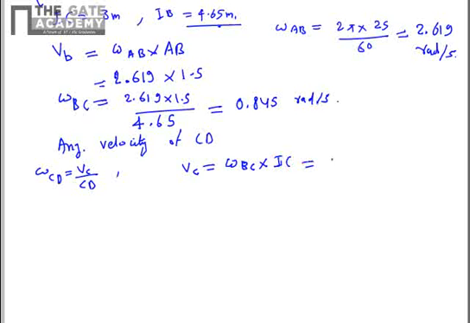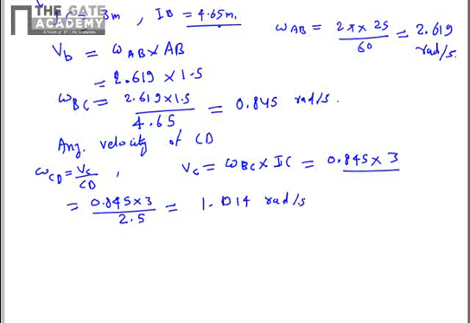So this value is equal to 0.845 that we have just calculated, multiplied by the length IC, which from the velocity diagram construction we get around 3 meters. And then omega CD is equal to VC by CD, so 0.845 multiplied by 3 divided by CD. CD is given in the problem as 2.5. So this will come to 1.014 radian per second. So this is the answer of the first part. We have found the angular velocity of link CD.